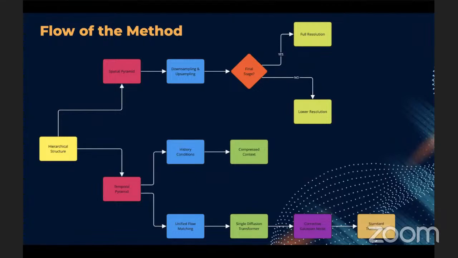And then if you look at the temporal pyramid, it generally divides the history conditions into compressed context, and the other is the same process like unified flow matching, a single diffusion transformer, and we also add some Gaussian noise, and then finally there is a standard transformer. So this actually is one of the methods.